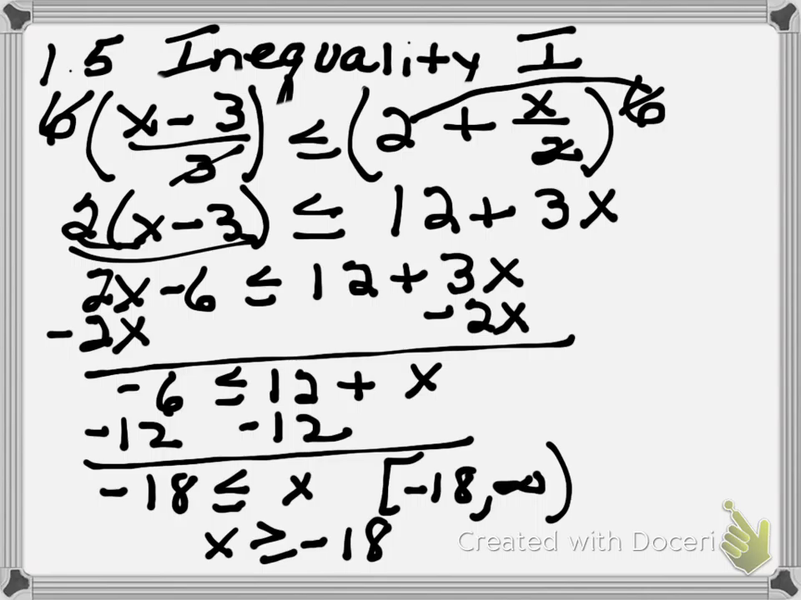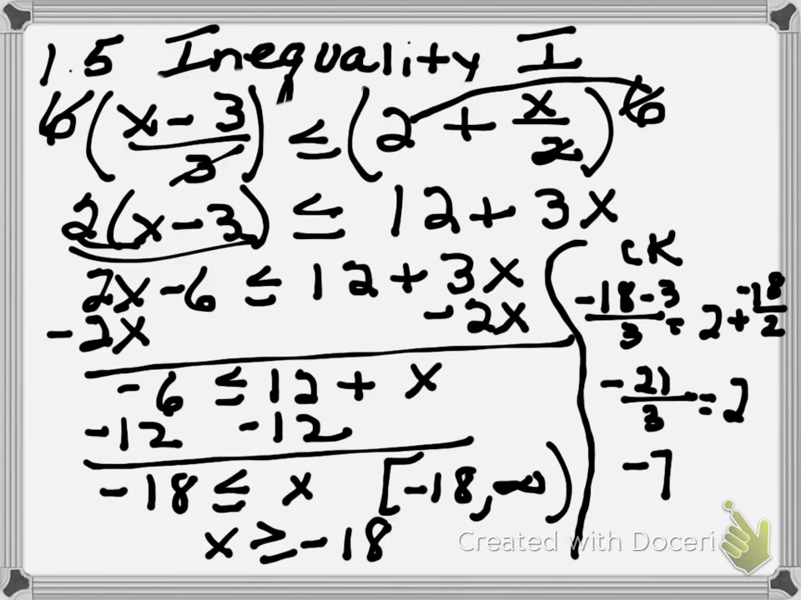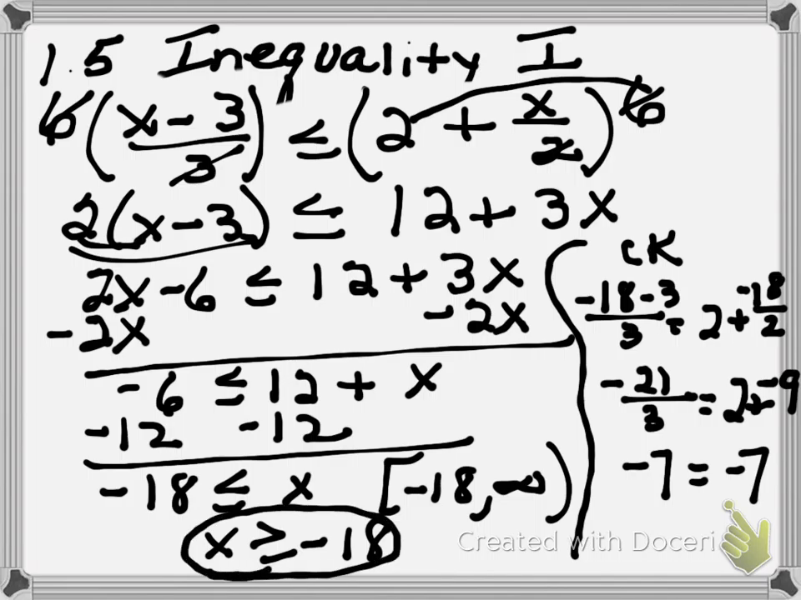I can go back and check. So I have negative 18 minus 3 over 3 equals 2 plus negative 18 over 2. Negative 18 and negative 3 is negative 21. Divided by 3 is negative 7. 2 and then a negative 18 divided by 2 is negative 9, so plus a negative 9. And 2 and negative 9 is also negative 7, so therefore I know that this works.